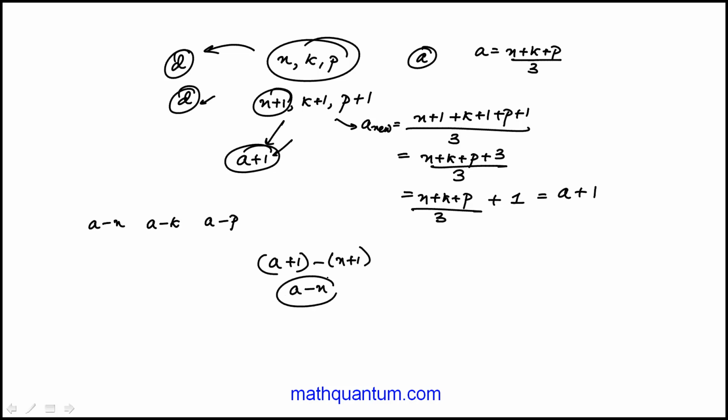So our deviations, you'll see, are the same as earlier. This is just A minus N. And same thing for the remaining numbers. It's really A minus K, A minus P. So the deviations remain the same, and that's why the standard deviation is the same.